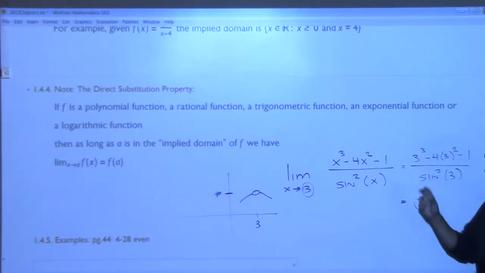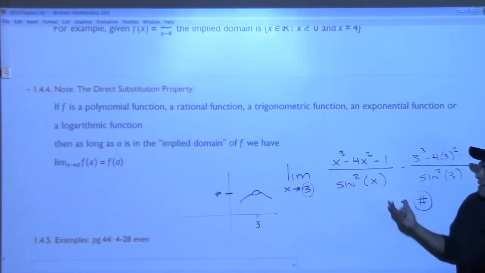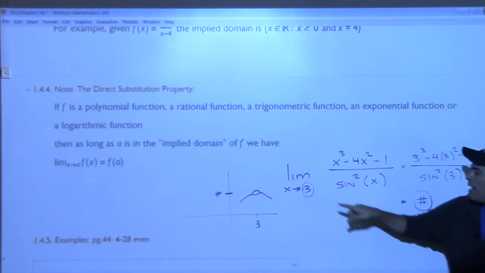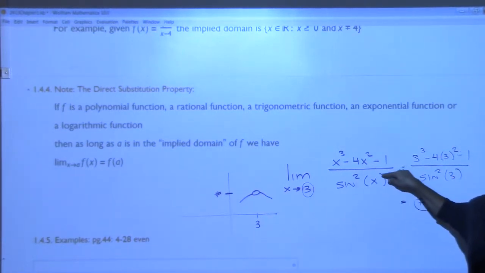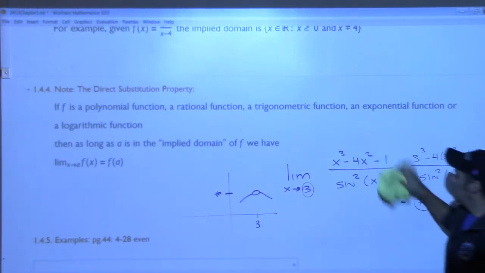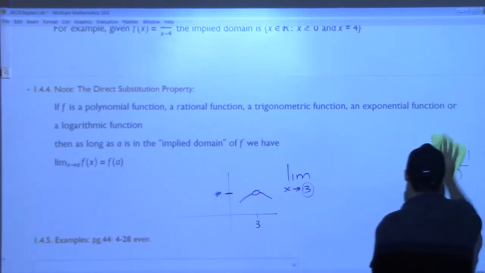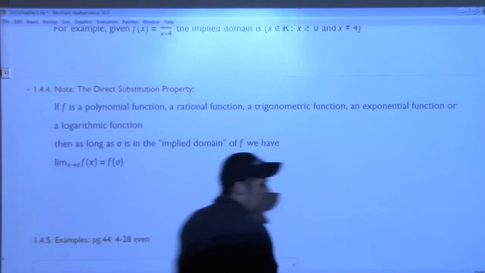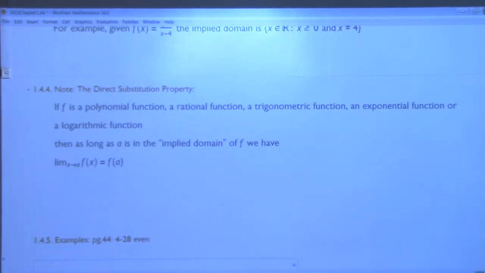This would not make calculus hard if I'm telling you at the end of the day all you got to do is plug the number in, right? What makes it hard is what happens when that number is not in the domain of this, right? So let's get into our first examples. And I hope that as I work through some examples, this will all start to come to light.